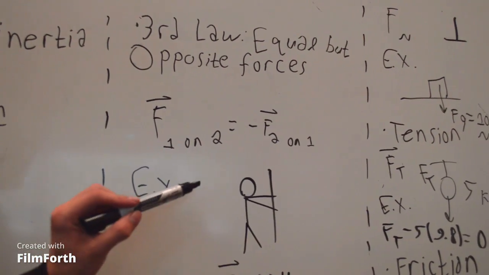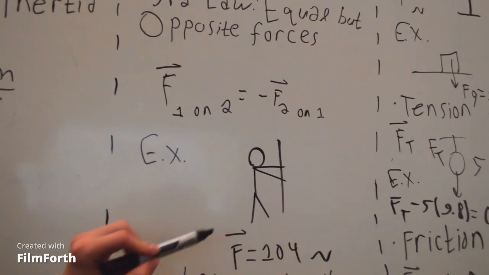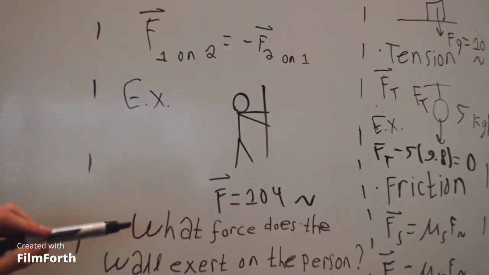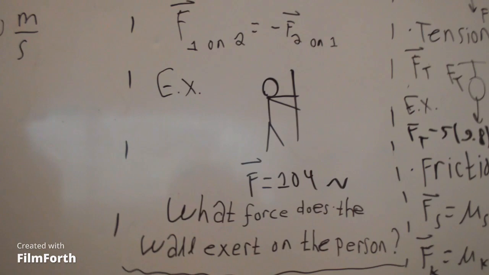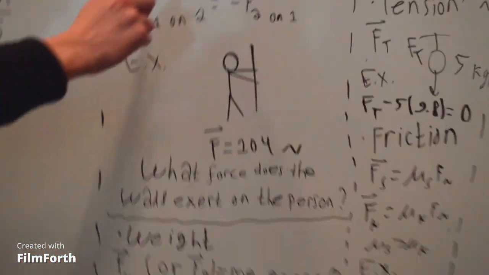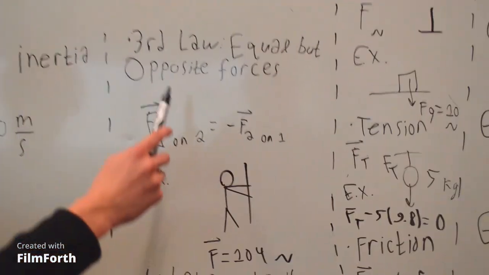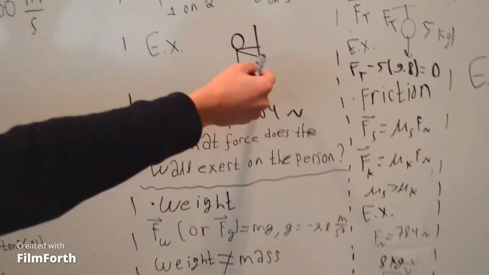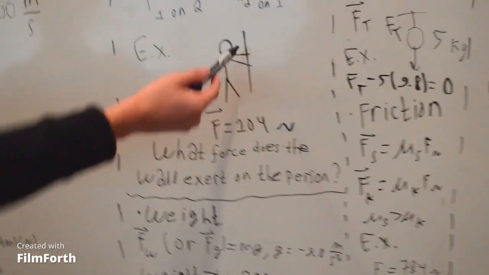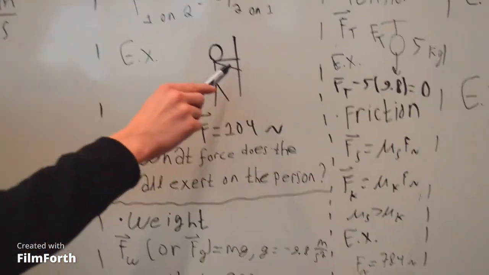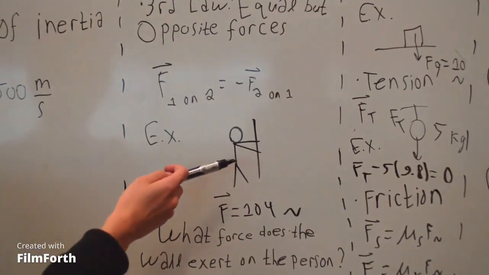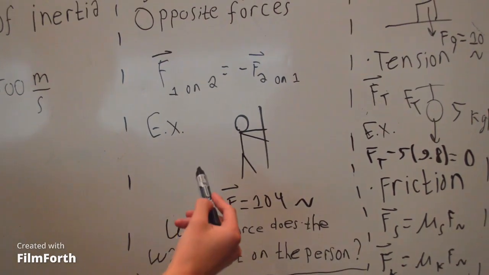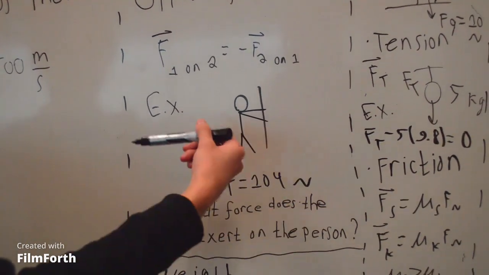So for example, suppose a man shoves a wall with 104 newtons. What force does the wall exert on the person? Well, recall Newton's third law states equal but opposite forces. The wall will exert a force in the same magnitude but opposite direction as the person. As the person exerted a 104 newton force on the wall, the wall is going to exert a 104 newton force, but in the opposite direction.